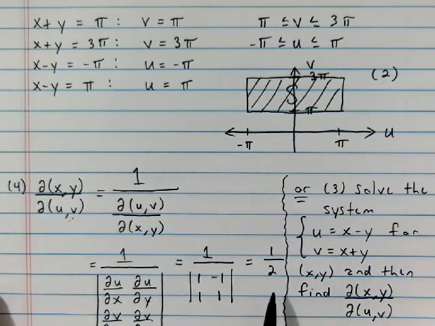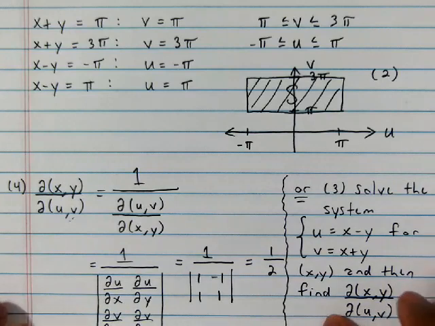Don't forget that in your integrand, you always have to use the absolute value of whatever your Jacobian is. So had this been negative 1/2, for instance, then we need to make sure in our integrand we put in positive 1/2, the absolute value of whatever it is we get. All right, so now we're ready to go ahead and set up our integral.